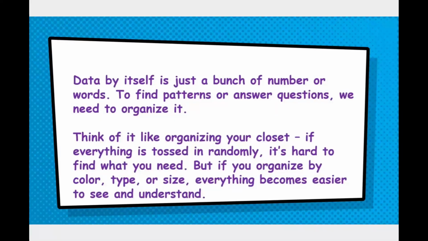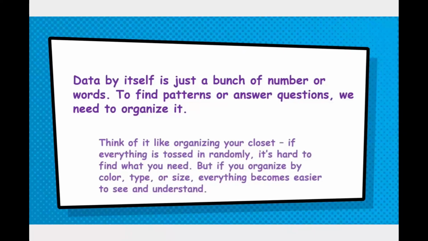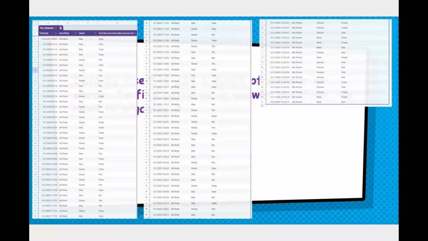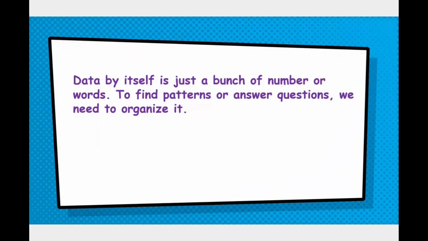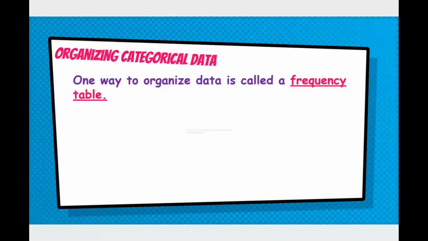Think of organizing data like organizing your closet. If everything is tossed in randomly, like we just saw, just a bunch of stuff up there, that can be overwhelming, and it's hard to find what we need. But if we organize it by color, type, or size, everything becomes easier to understand. So this is where the table comes into play.